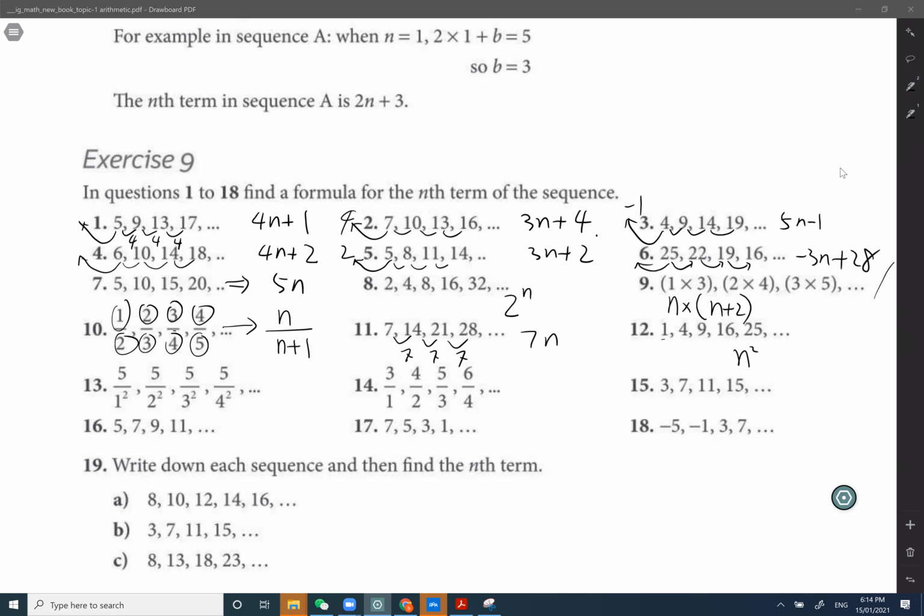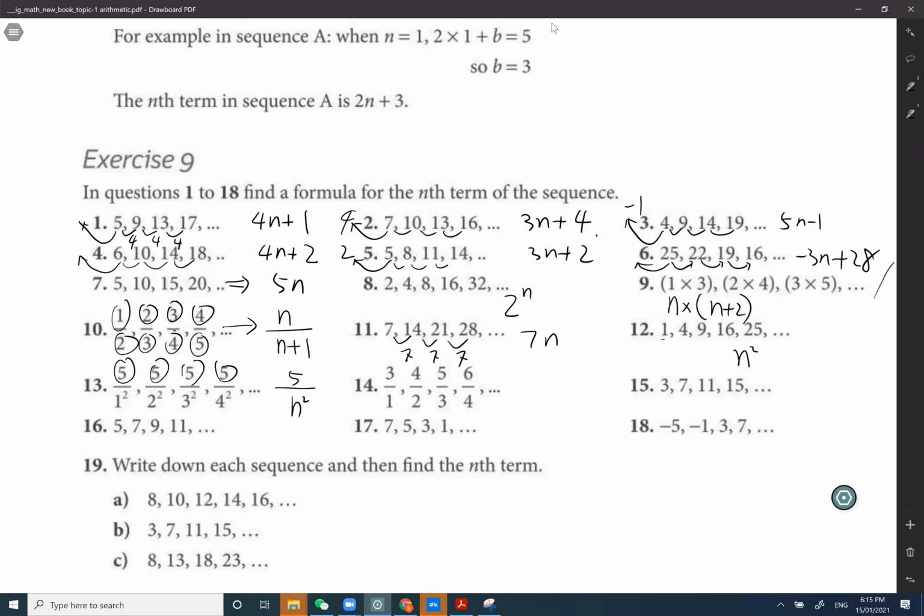Sophia, number 13. Always 5, 5 over... Sophia cannot talk. Yes, very good. n squared.